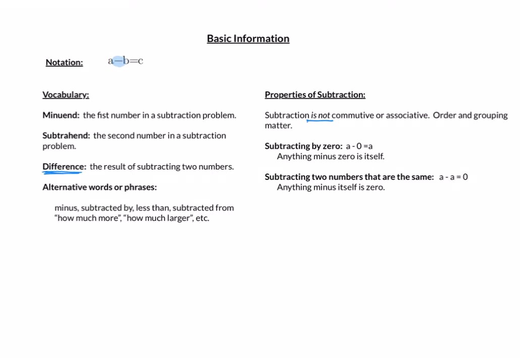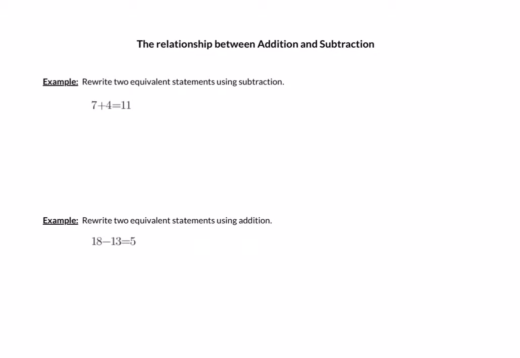The next thing we want to look at is the relationship between addition and subtraction. Addition and subtraction are very closely related. We're going to see when we get into signed numbers that they are actually almost the same operation, but they are opposites of each other. So we want to examine this relationship between addition and subtraction.